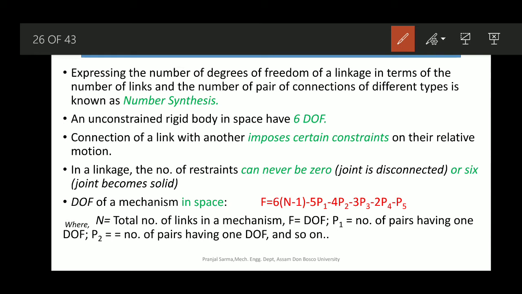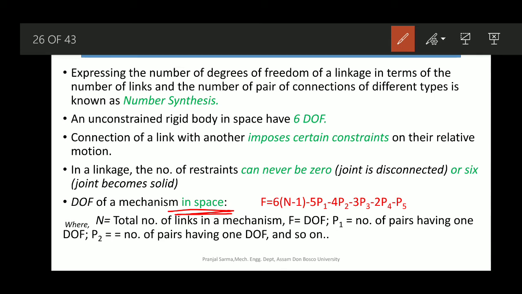So now there is a formula. To find out the degree of freedom of a mechanism in space, this you must remember, this particular relationship is valid for a mechanism in space. So how can we find out? F, that is the degree of freedom, equals 6 into (n minus 1) minus 5p1 minus 4p2 minus 3p3 minus 2p4 minus 1p5.